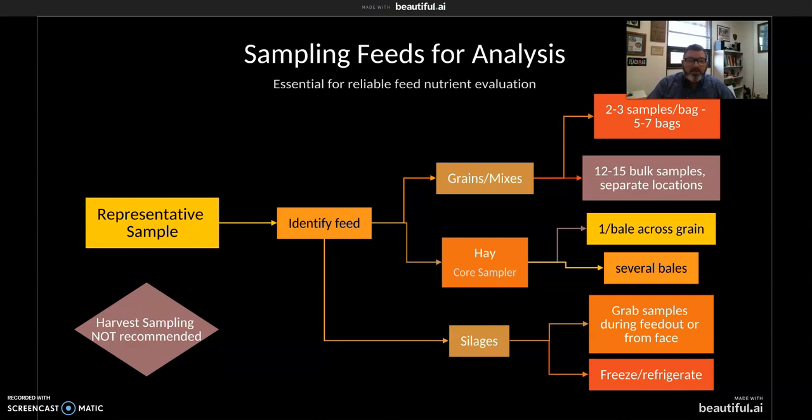That might be a number of different things, and I'll get to some different examples here in a second. But whatever that feed is, we want to have a good representative sample of the feedstuff. Not concentrated in one area, not concentrated in one bale, not concentrated in one spot in the bunker or bag.